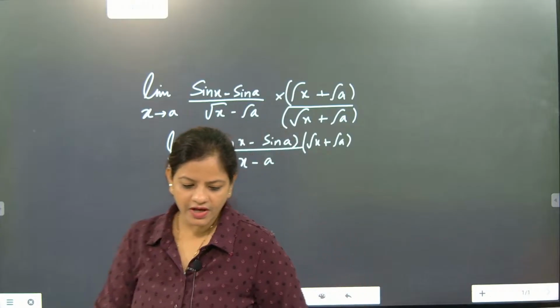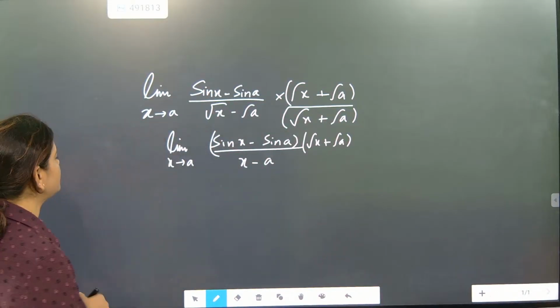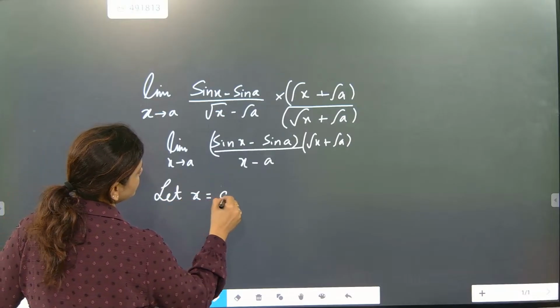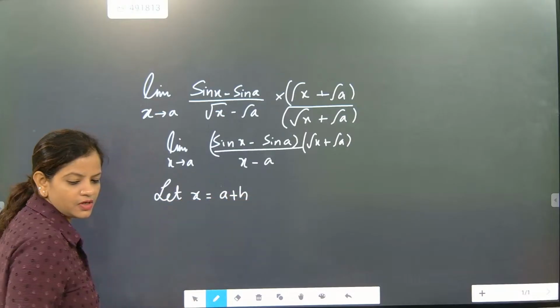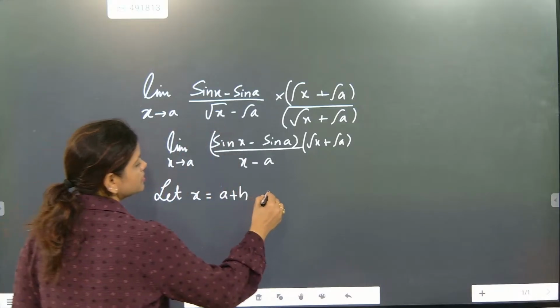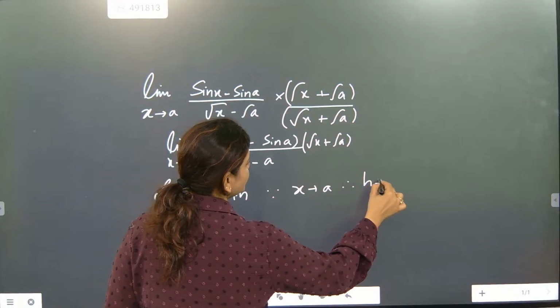So this section we have done. Once we have done this part, now what is the next work we are going to do? We will write let x is equal to a plus h. As usual, how we are proceeding? Let x is equal to a plus h. So since we know that x tends to a, therefore h will be tending to 0.